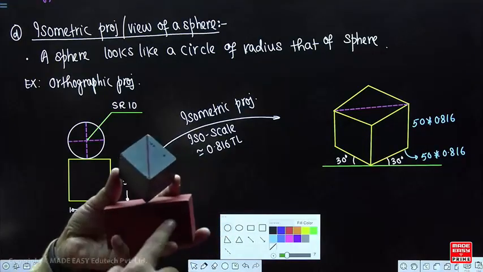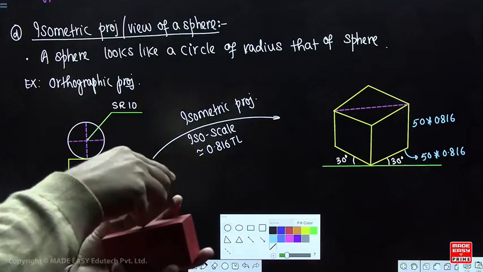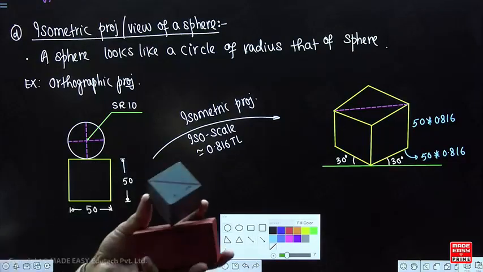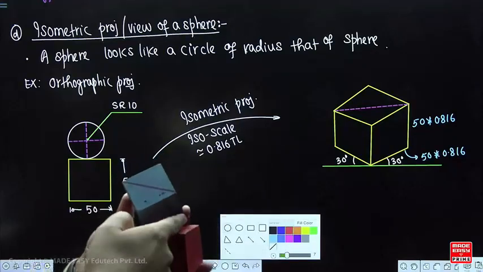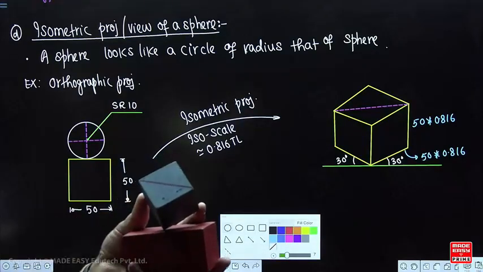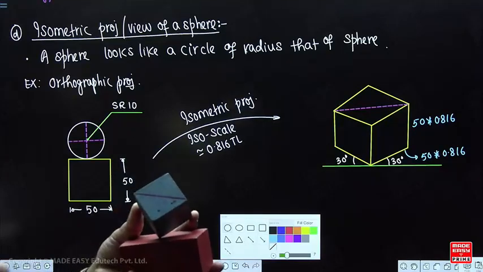You can see that this is how it is resting. This is the line that I have drawn. This angle is 30 degrees, this angle is 30 degrees. See, this is the sphere.